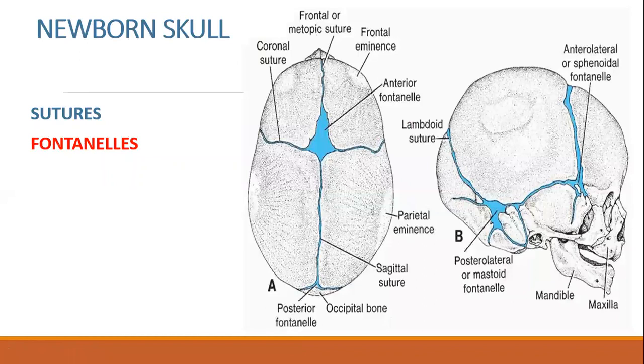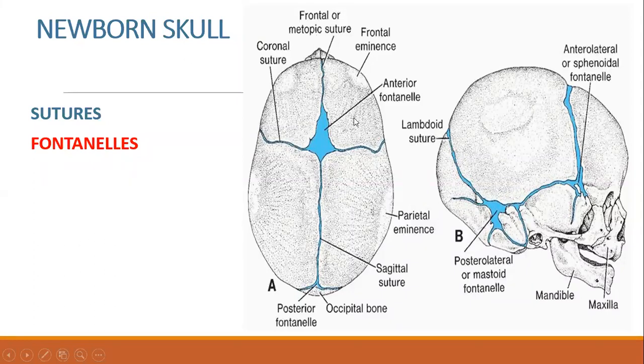A newborn skull has sutures and fontanelles. What are sutures and what are fontanelles? Sutures are the places where two bones meet. For example, this is the frontal bone, parietal bone, and occipital bone. Where the two frontal bones meet, there is a suture. Where the frontal bone meets the parietal bones, there are sutures. Sutures are joints. And where two parietal bones meet, there is a suture. And where the parietal bone meets the occipital bone, you have a suture again.